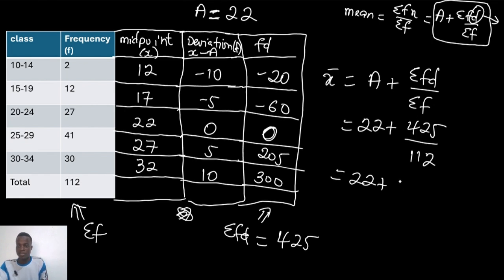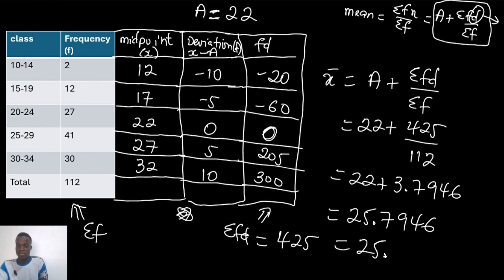So I have 3.7946. So if you add this to 22, we are going to have 25.7946. So two decimal places, right? As we discussed, 25.79. This is our mean for this data set.